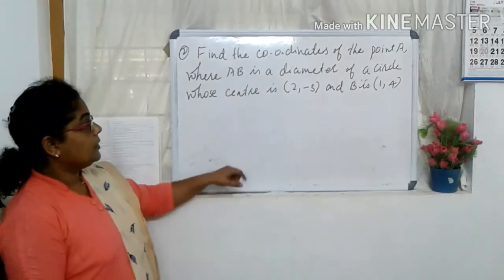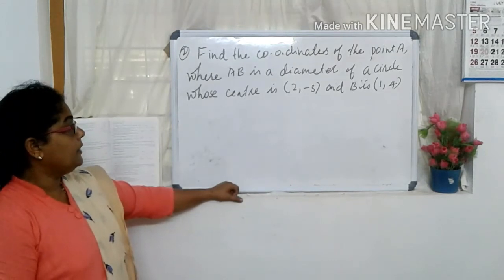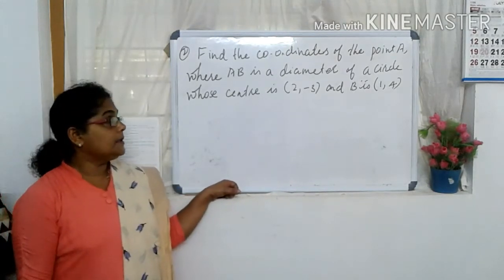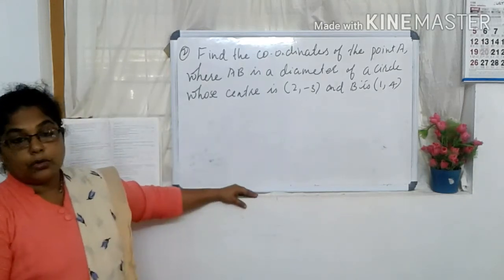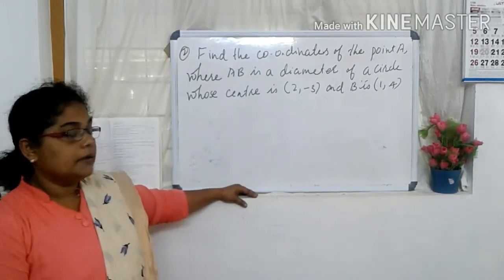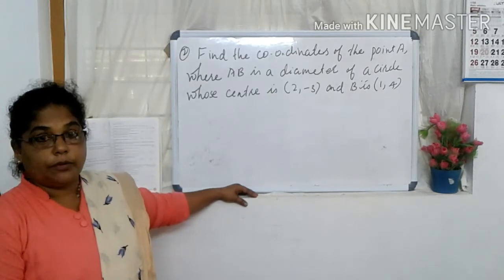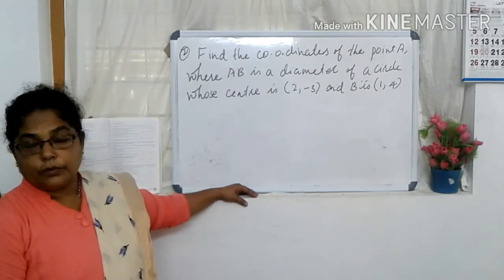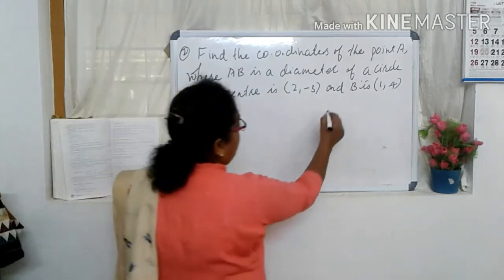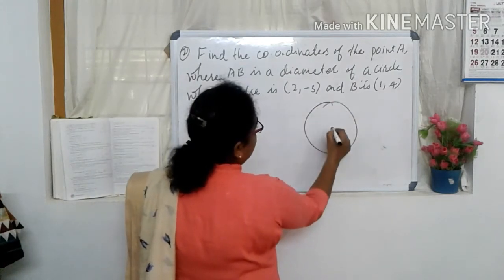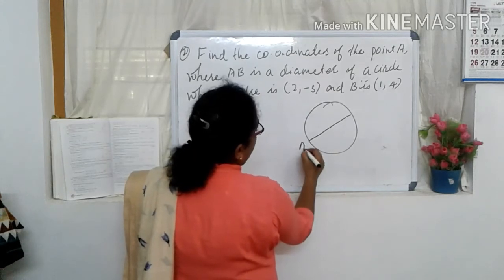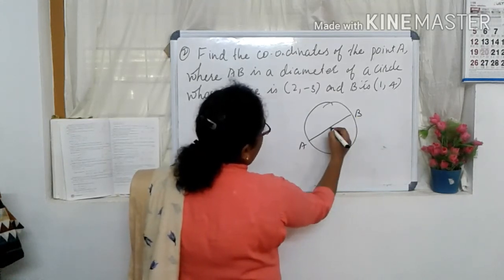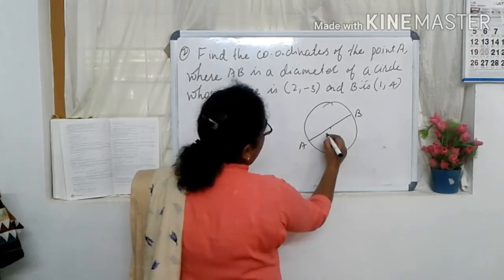Now, the question is: find the coordinates of the point A, where AB is a diameter of a circle whose center is 2 comma minus 3, and the coordinate of B is 1 comma 4. Just see here, we have a circle with a center. AB is a diameter, so one end is A, the other is B, and this is the center. We can name it C.